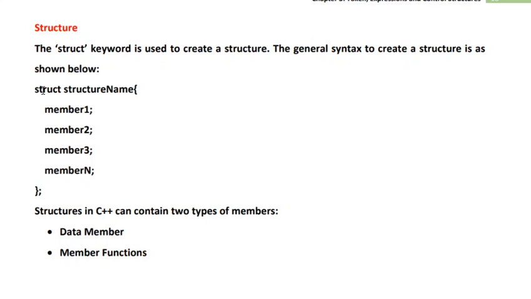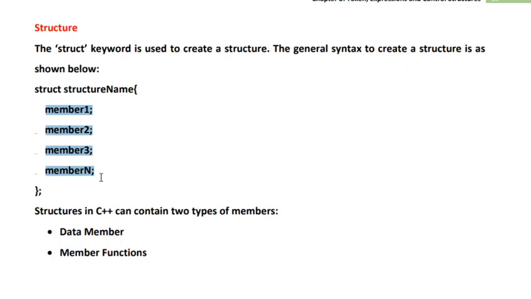So structure is a mechanism for bundling data of different types, in contrast to the array. Whenever you are declaring a structure, you need to declare it in a particular manner. The general syntax for structure is that you have the keyword struct, then the structure name, and then you have members listed in the structure, right?